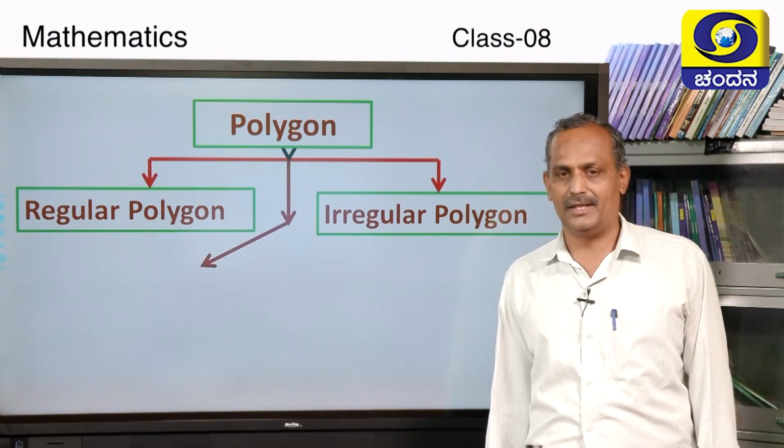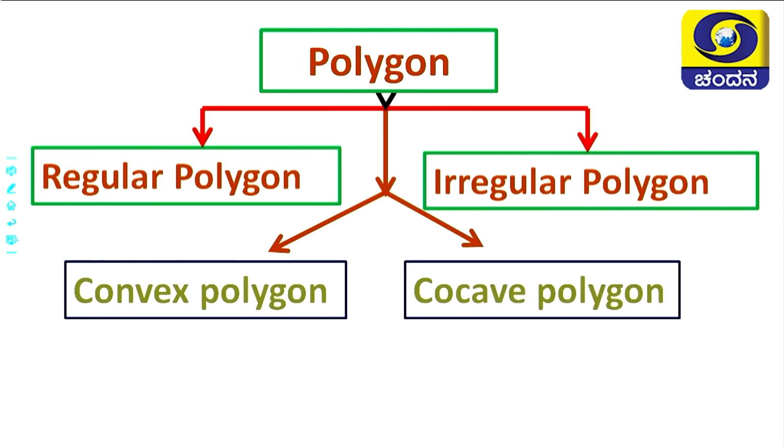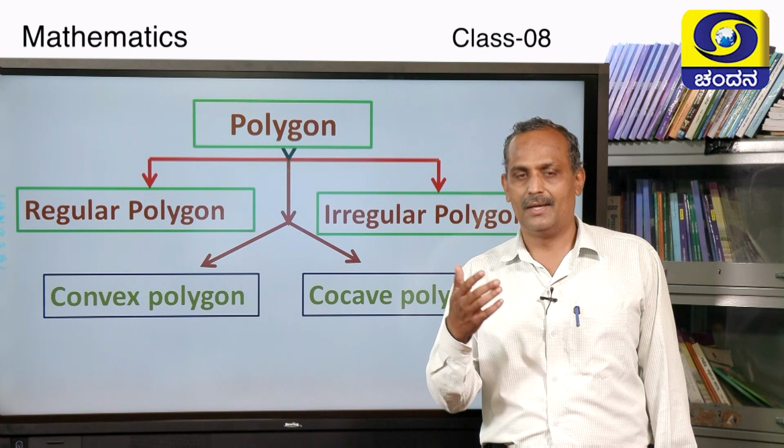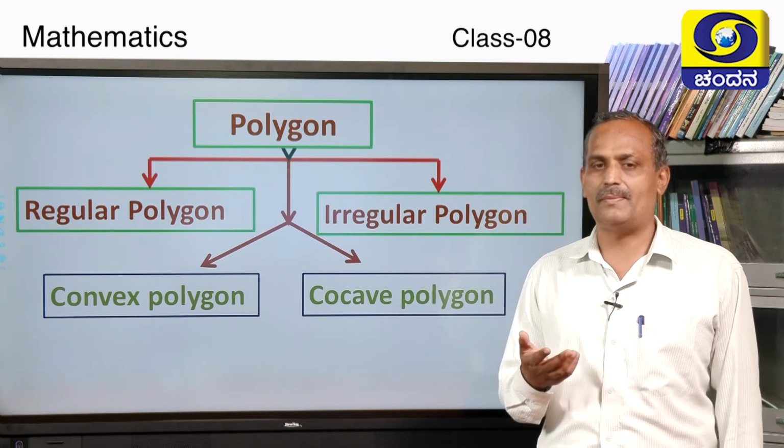What is a regular polygon? Along with that, we will add these two also, convex polygon and concave polygon. Polygons are broadly classified into regular and irregular, convex and concave. A regular polygon may be convex, it may be concave. Irregular, similarly, it may be convex or concave.